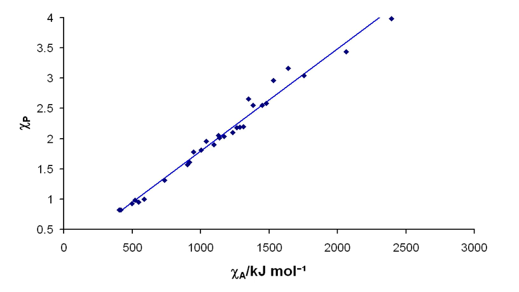μ_Mulliken equals minus χ_Mulliken equals minus (E_I plus E_EA) over 2. Display style: μ_Mulliken equals χ_Mulliken equals (E_I plus E_EA) over 2.